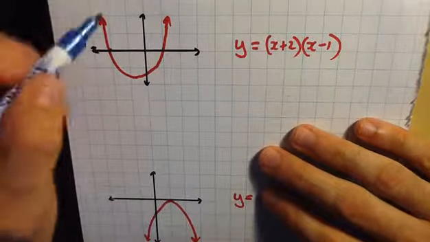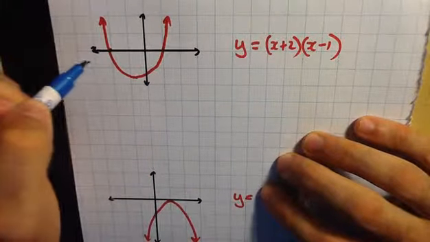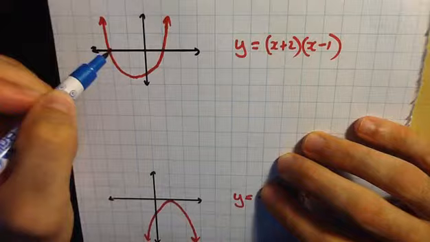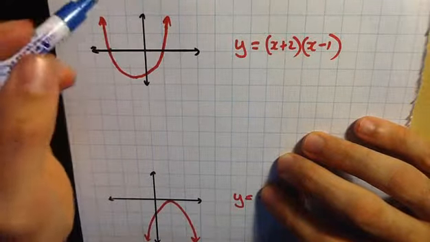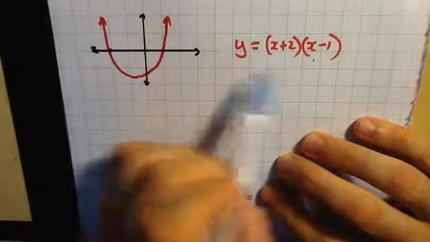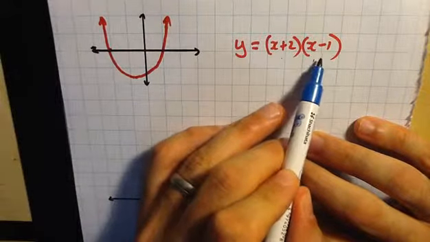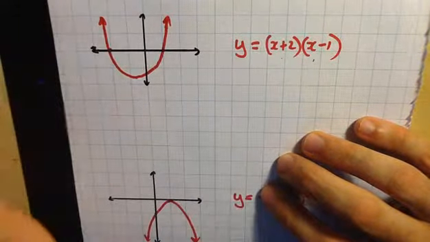Let's draw a sign diagram of this function here. Now, you can see the function crosses the x-axis at -2 and 1. You can also see the function is written here, so its critical values are -2 and 1. That's where it crosses the x-axis.